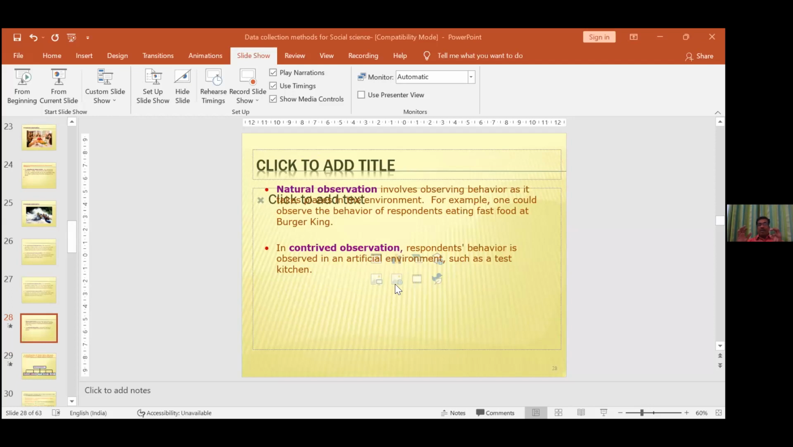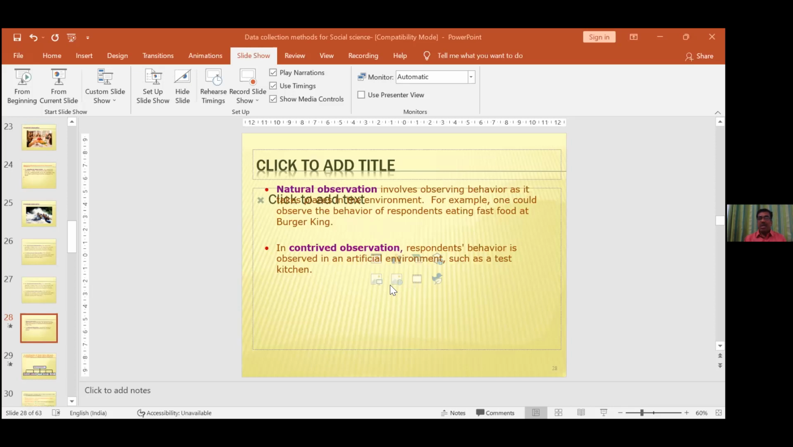For example, some situations will be given to the respondents. You are there in a 5-star hotel, and food has been served before you. How are you supposed to take the food? In such circumstances, their behavior is something different. Whereas if it is natural observation, you can know the real behavior, compared with contrived observation, where some virtual situations might be created.